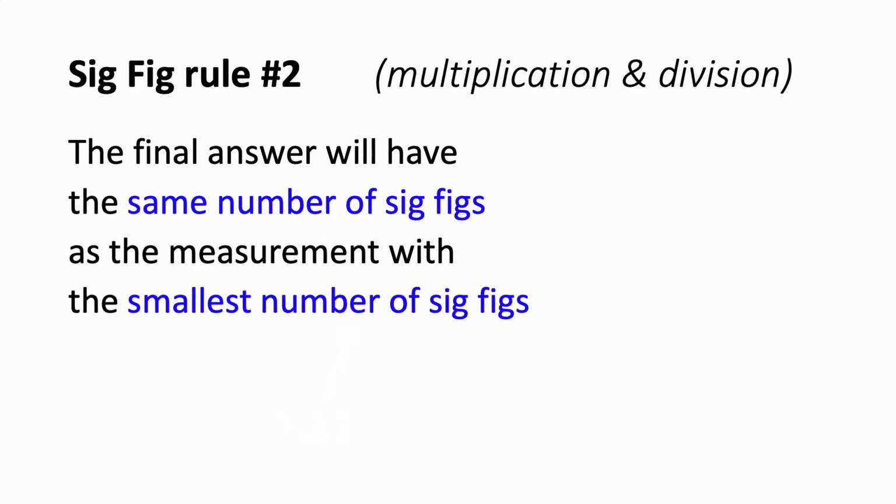All right, our second sig fig rule has to do with multiplication and division. Here, we're going to count up the number of significant figures in each of the numbers we're multiplying or dividing, and our final answer is going to have whatever the smallest number of sig figs is amongst those numbers.